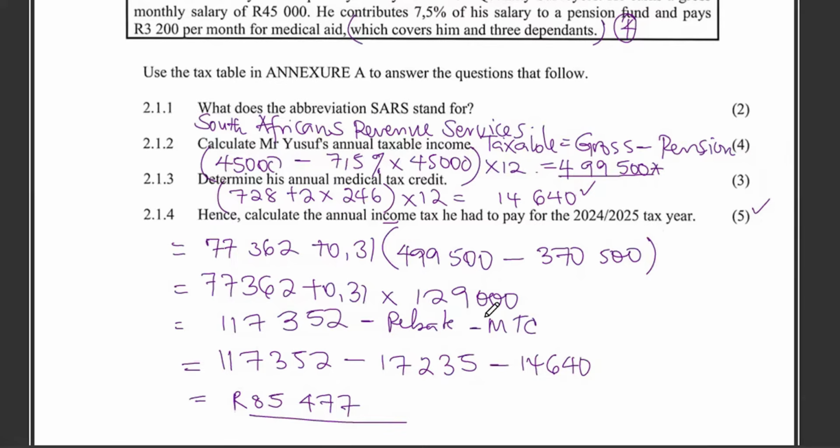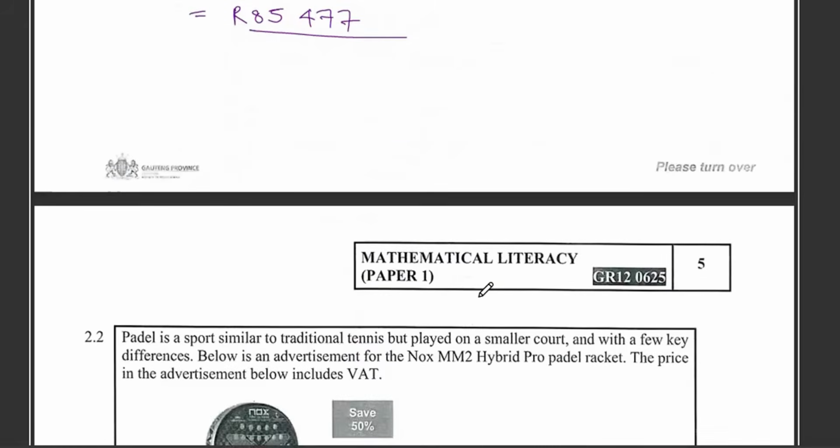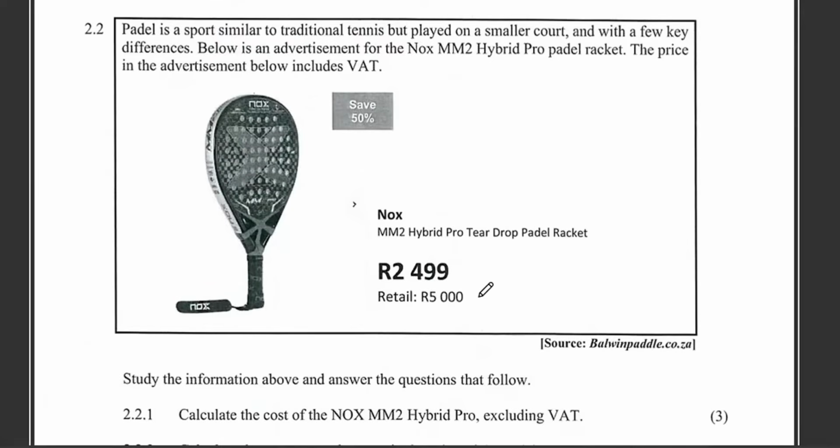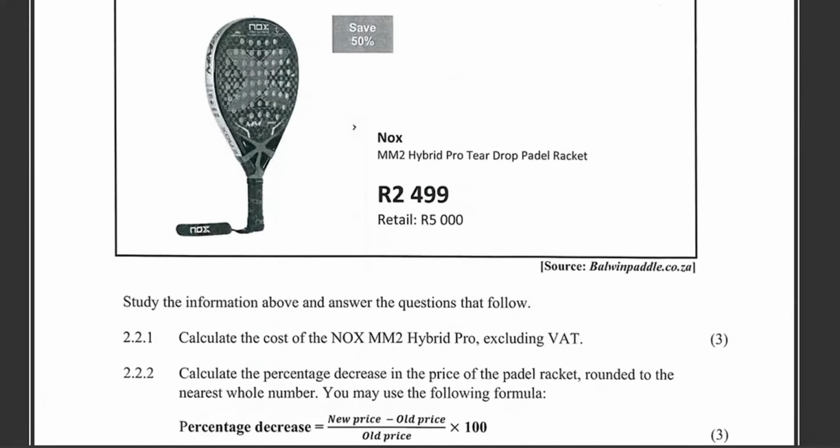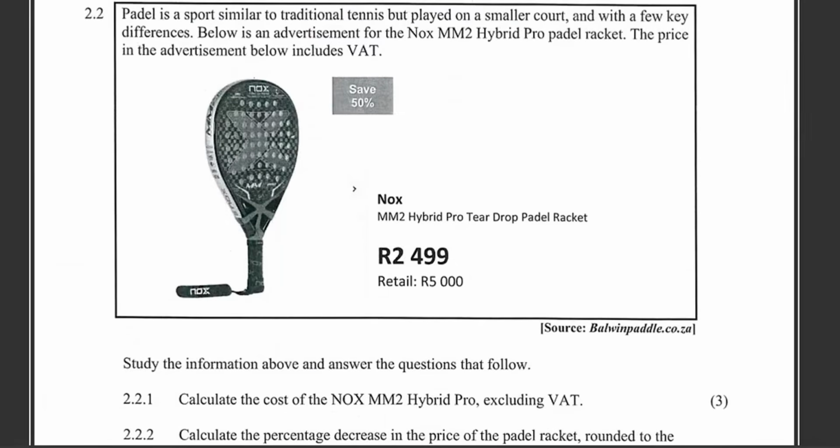Okay, we continue. We look at question number 2.2.1. Before we go there, we look at the scenario that we have. Paddle is a sport similar to traditional tennis, but played on a small court and with a few key differences. Below is an advertisement for the Nox MM2 Hybrid Pro Padel Racket. The price in the advertisement below includes VAT.